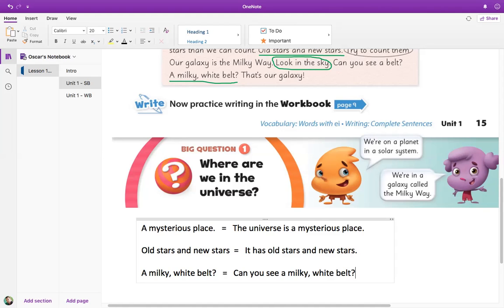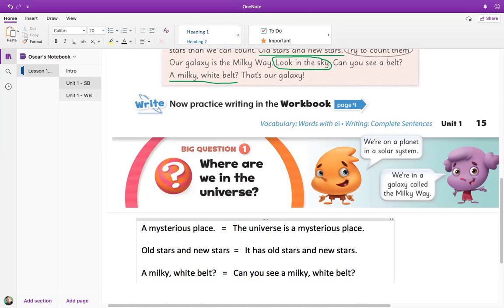Okay, so this is how you turn incomplete sentences into complete sentences. You add the subject and the verb. You can find the subject and the verb in the previous statement, in the previous question that you have read. You will find the information there. Okay, so this was all for the workbook.